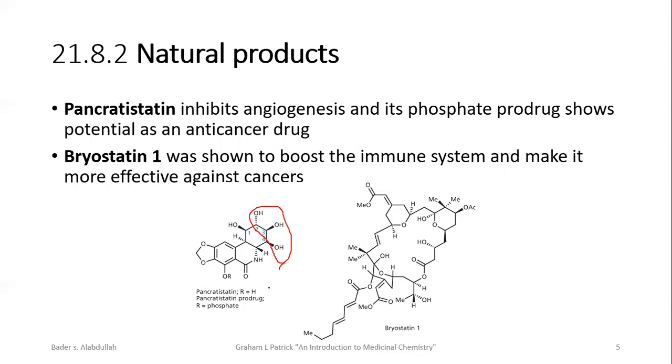Bryostatin 1, the one that you can see in the figure here, was shown to boost the immune system and make it more effective against cancer. This is the structure of Bryostatin 1. And as we said, it's a natural product.